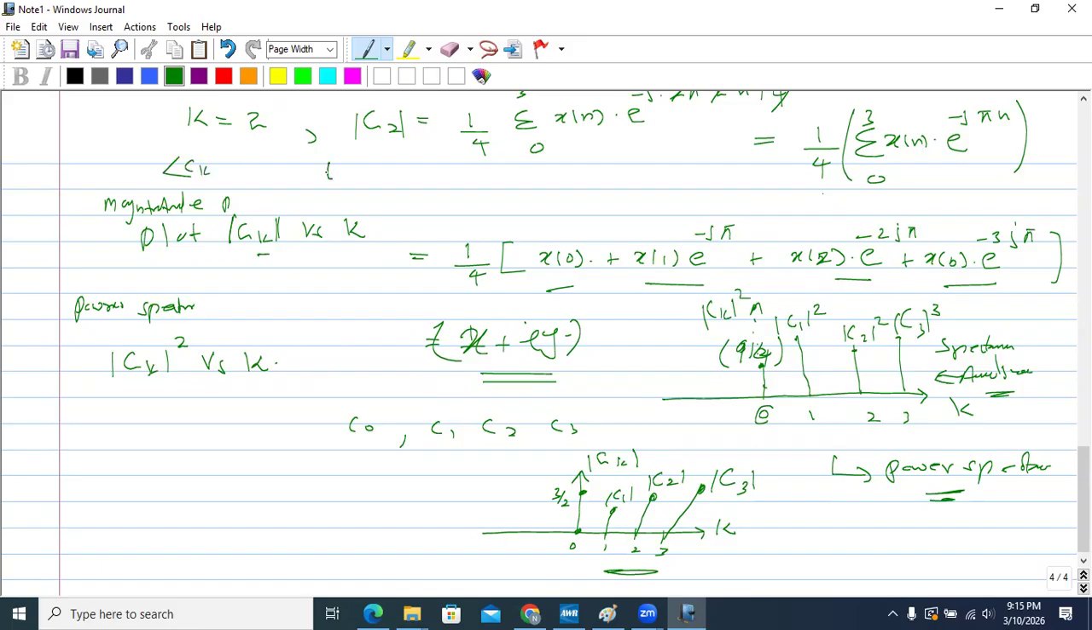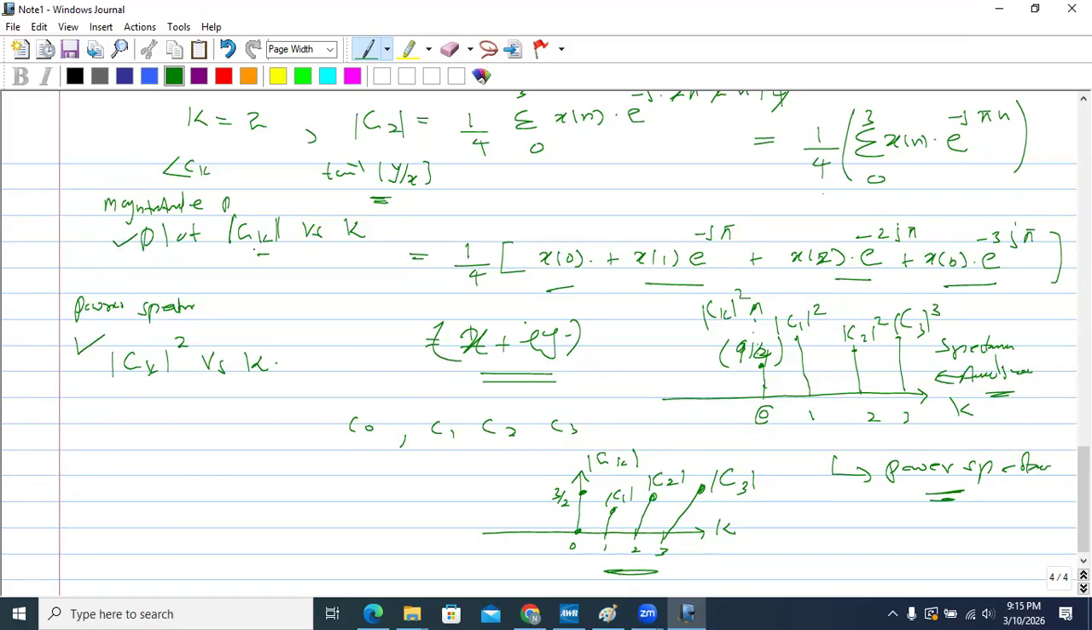Okay. Phase plot is where you need to find the phase of the ck. The phase is, you know, tan inverse y divided by x. This is the phase of a complex number. So this phase with respect to k, that is the phase plot. Anyway, you will not be asked to draw the phase plot. Definitely, you will be asked to draw the magnitude plot or power spectra.